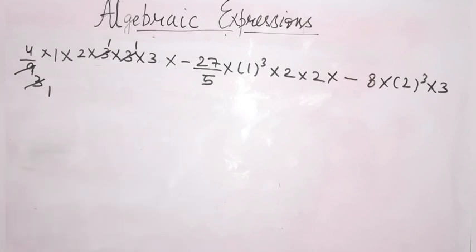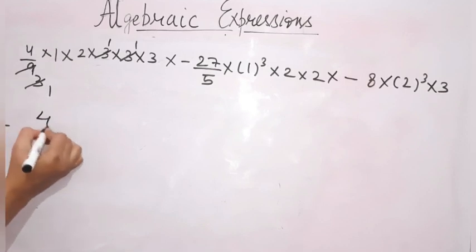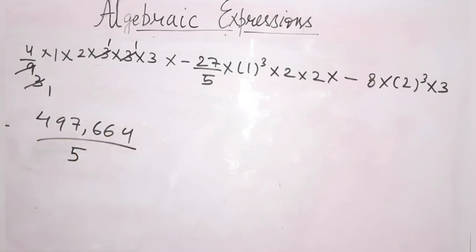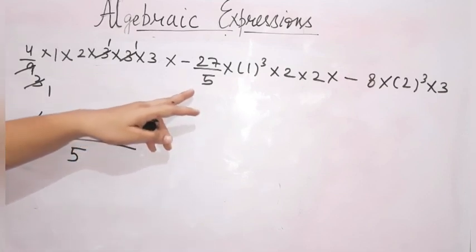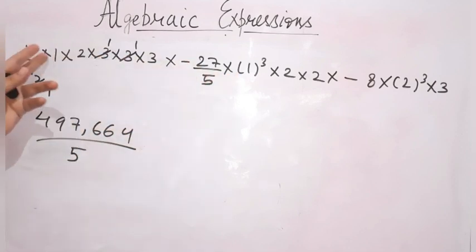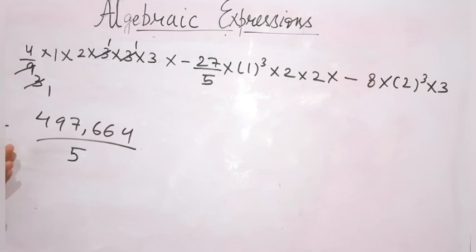So once we will multiply all the numerators, what we are going to get? Once you will multiply all the numerators, you are going to get this number 497664 upon 5. Now why it cannot be reduced further? Because 5 is a prime number and here I cannot see any factors of 5. That is why we cannot reduce it further. So in LHS we are getting what? 4,97,664 upon 5. Now we have to solve for RHS. So let's move on.